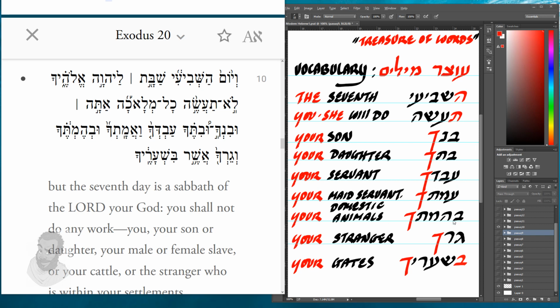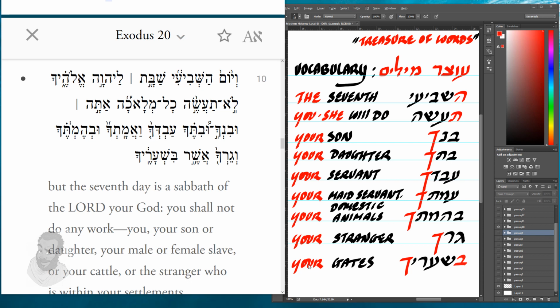Then you have domestic animal. Behema is cattle, but it's known as domesticated animal. Okay, that's as simple as I can get. Then you have behemtecha. Then you have ger here. Ger means stranger in Hebrew. Your stranger is gercha. Sounds and accents change in Hebrew often. Biblical Hebrew, way more than modern.